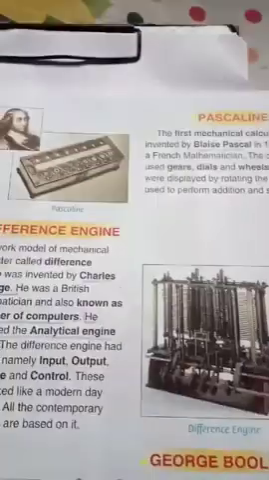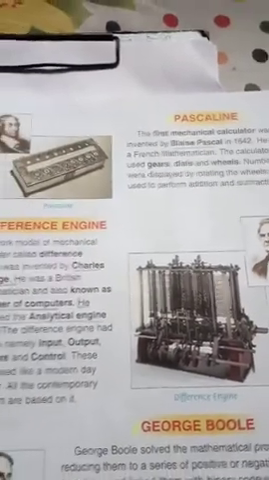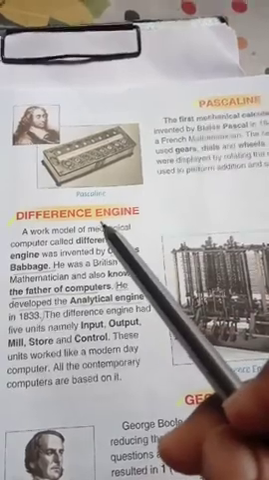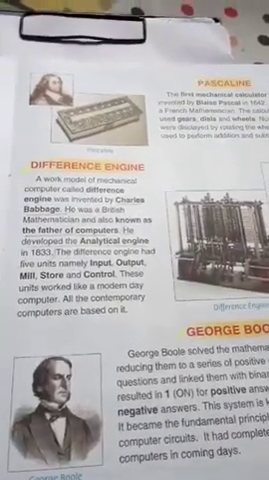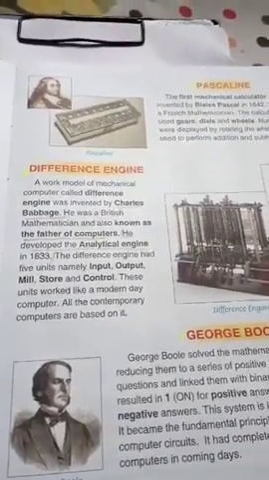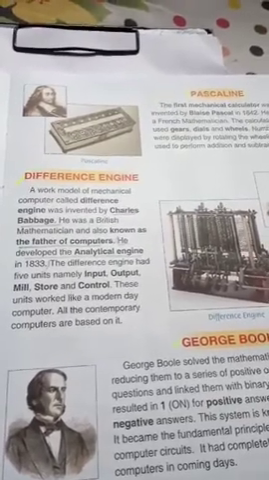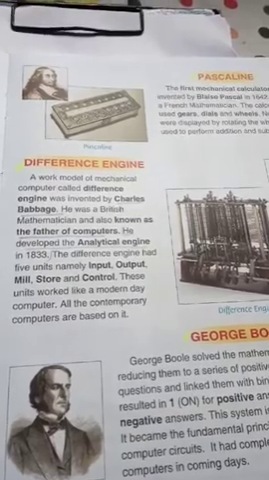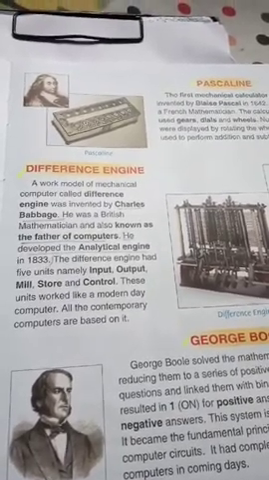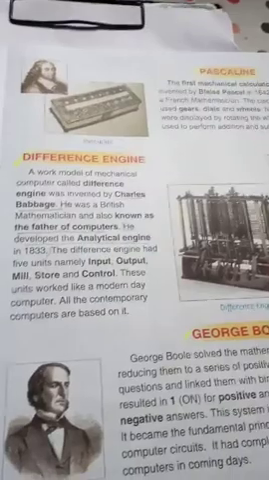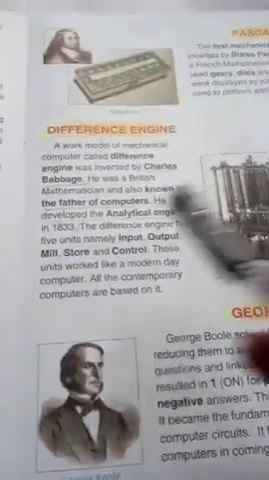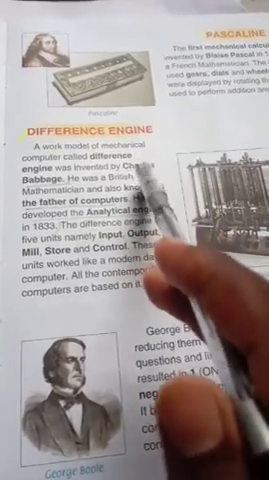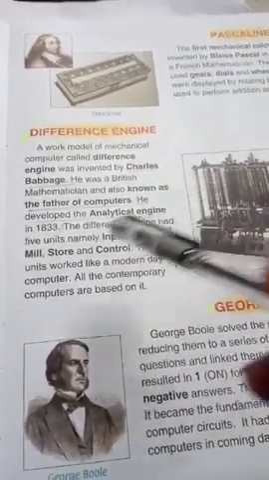Next one, Difference engine. Charles Babbage designed the difference engine in 1822. The difference engine was a calculating machine which was used only for arithmetic addition. So, the difference engine was invented by Charles Babbage in 1822.